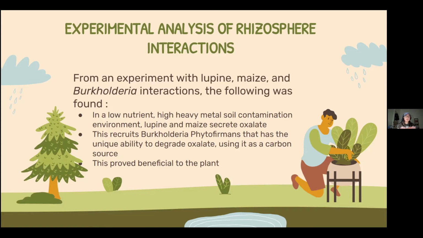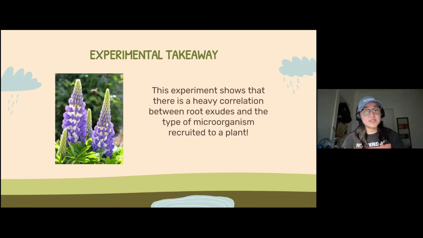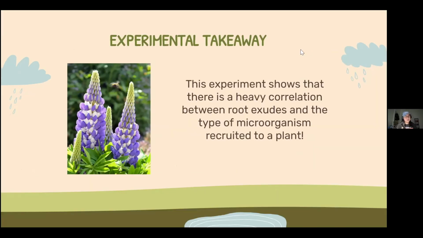To confirm this, Thomas Cost and his crew created a mutant form of the bacterium in which the gene that produced oxalate degradation was made null. The experiment was repeated, and the results showed that there was less colonization of this mutant to lupine and maize plants, and that these plants showed reduced protective potential. So what we can take away from this little experiment is that there is a heavy correlation between root exudates and the type of microorganism recruited to the plant. As in, a plant can affect the type of microbe recruited by altering what it secretes.